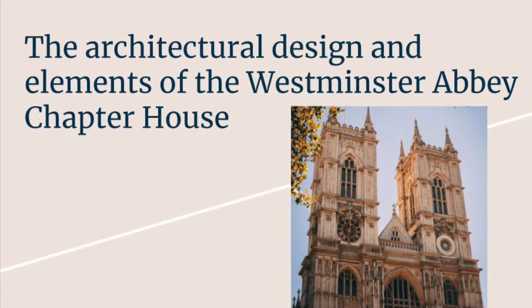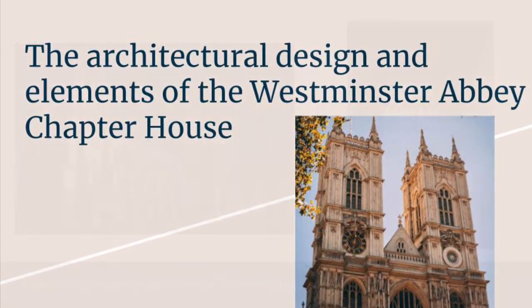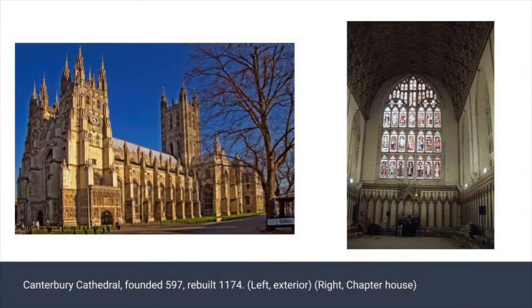The architectural design and elements of the Westminster Abbey Chapter House. In England, the chapter houses of the medieval cathedrals were originally rectangular in plan, but the most common design is a polygon with a central pillar to support a vaulted ceiling. Octagonal examples can be seen in Salisbury or Westminster.